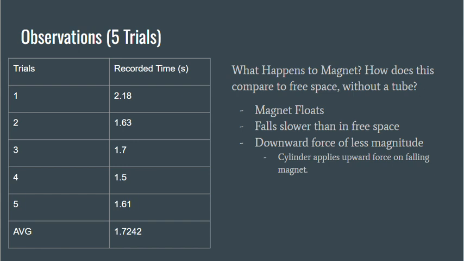Well, in this experiment, we find that the magnet kind of floats, meaning that it falls slower than it would in free space, and therefore we know that the downward force must be of lower magnitude than in free space, so the cylinder applies some sort of upward force on the falling magnet.